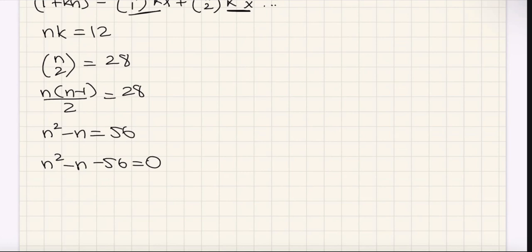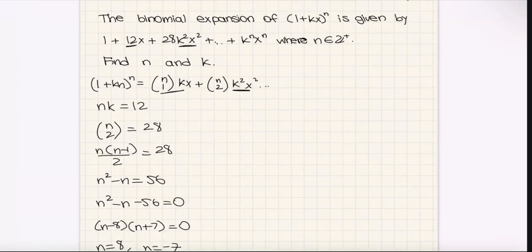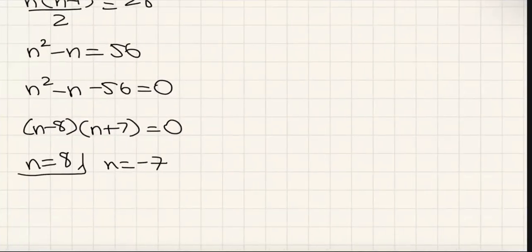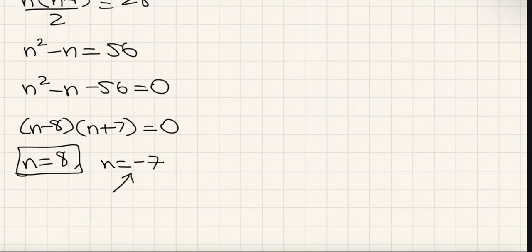What are two numbers that multiply to negative 56 and add to negative 1? Well, that'd be negative 8 and positive 7. So (n minus 8)(n plus 7) is equal to 0. That means n is either equal to 8 or negative 7. But if we go back to our definition up here, it says that n must be a positive integer. And 8 is the only positive integer here. This is a negative integer, so we could say this n is not a positive integer, so therefore not applicable to the situation.